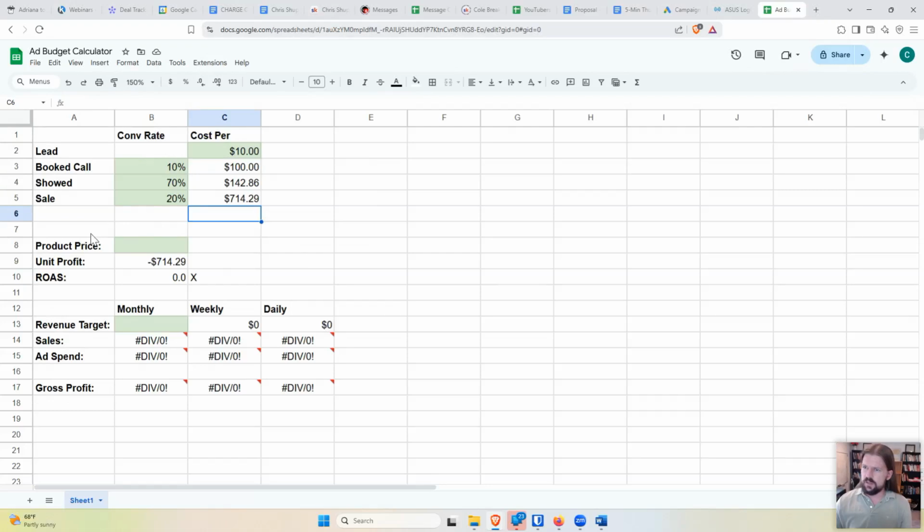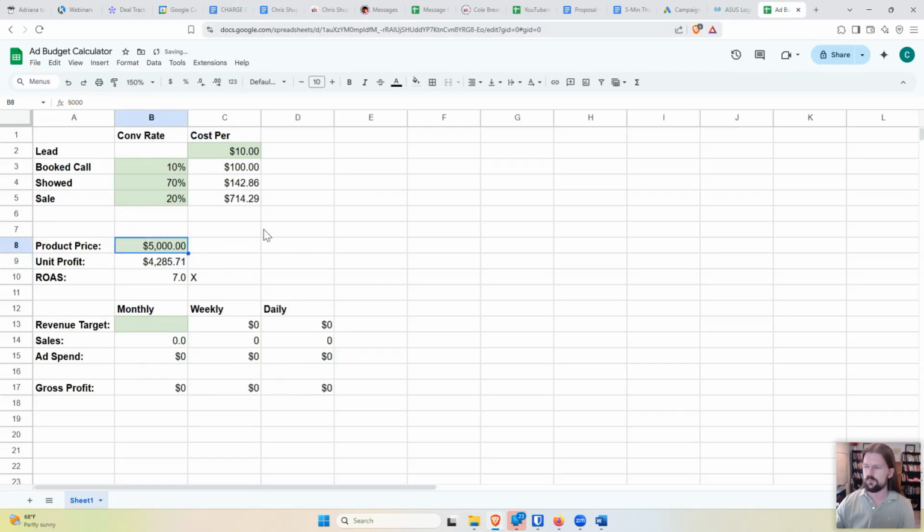Now, let's look at how that looks in terms of unit profit. What's your product price? Let's say that the price of your product is $5,000. If that's the case, assuming all of these numbers are accurate, you spend $714 to get one sale, and for that one sale, you make $5,000 in revenue. That leaves you a profit of $4,285, which is equivalent to a 7x ROAS.